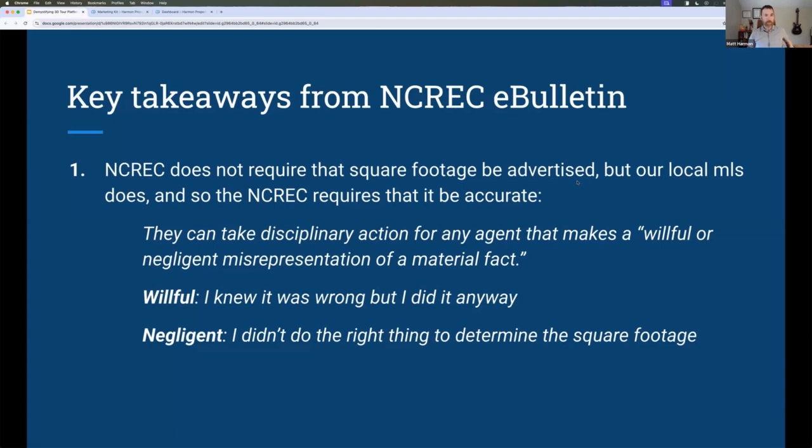Another way negligence could look is you hire someone who doesn't know what they're doing. Maybe they told you they know what they're doing, but they made a big mistake on their sketch and you don't see it, you don't catch it. That would be negligence. And we'll talk about that a little bit too, about what they expect of you as an agent and catching those mistakes.